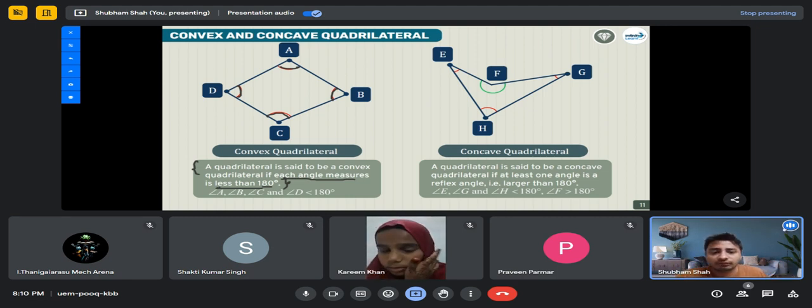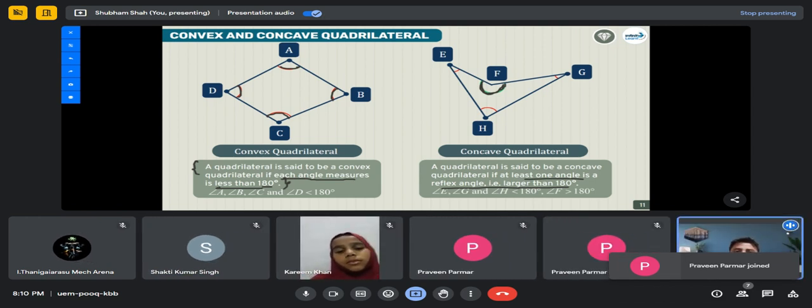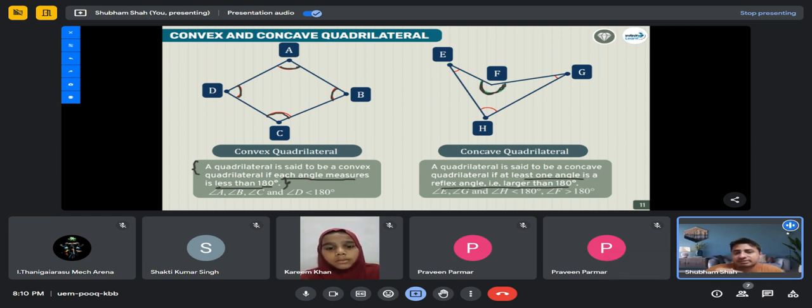Now talking about concave. A quadrilateral is said to be a concave quadrilateral if at least one angle is a reflex angle or larger than 180. So what is the condition? At least one angle must be greater than 180. See, angle F is greater than 180. If in a quadrilateral any one of the angles is greater than 180, it is a concave quadrilateral. Clear? So here angle F is greater than 180, therefore EFGH is a concave quadrilateral.